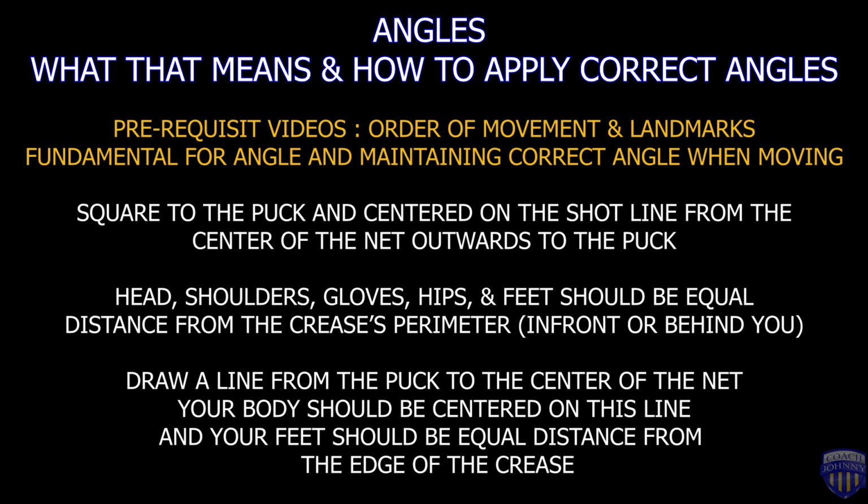Angle tends to consist of being square to the puck and lined up from the center of the net outwards. Head, shoulders, hips, and feet are all pointed at the puck and should be equal distance from the crease's perimeter. If you imagine a line from the center of the net to the puck, that line should intersect through the center of the goalie. This is the key point to trying to get the correct angle to a shot.